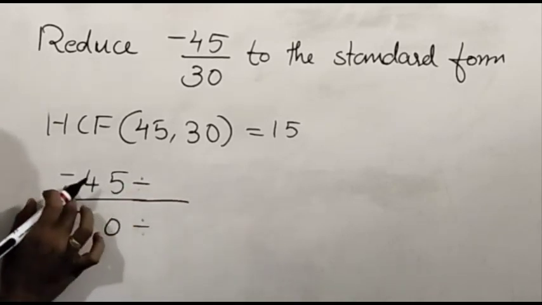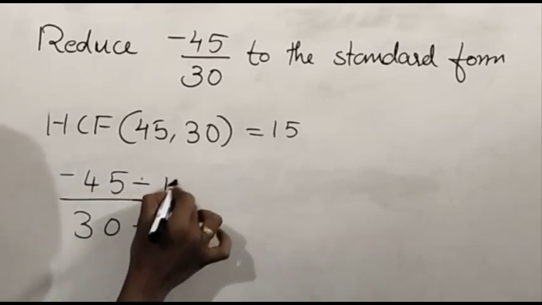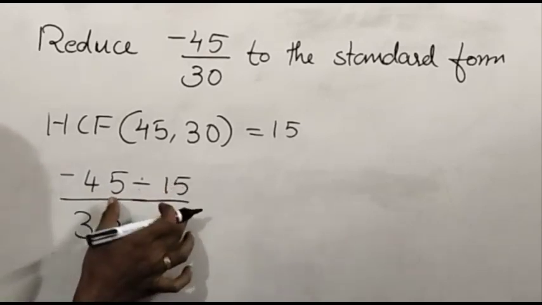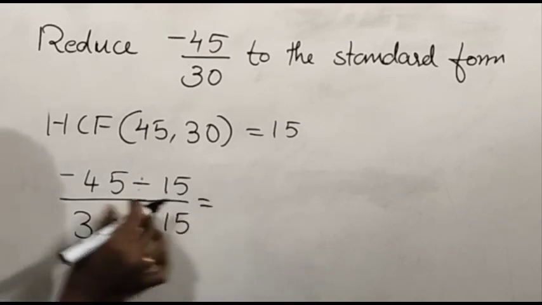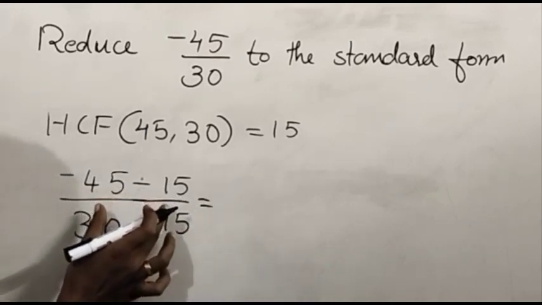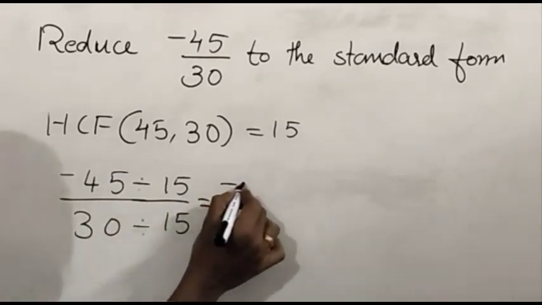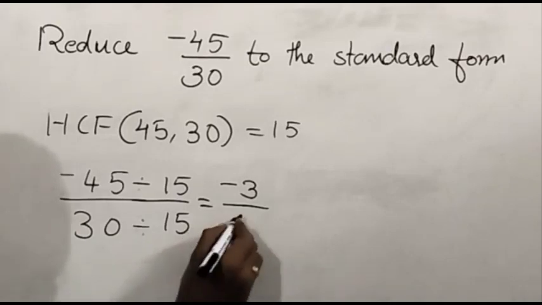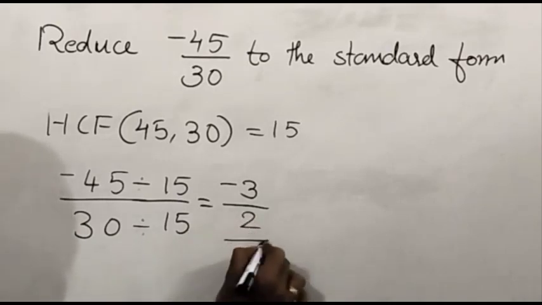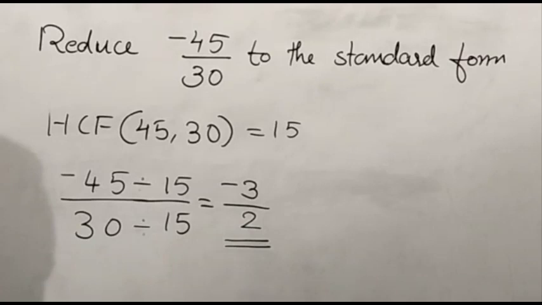Now we divide both numerator and denominator by the HCF of 45 and 30. That means minus 45 divided by 15, over 30 divided by 15. And what is minus 45 by 15? That is equal to minus 3. 30 by 15 is equal to 2. So the answer is minus 3 by 2. So the standard form of minus 45 by 30 is equal to minus 3 by 2.